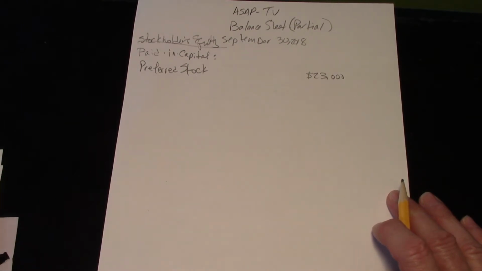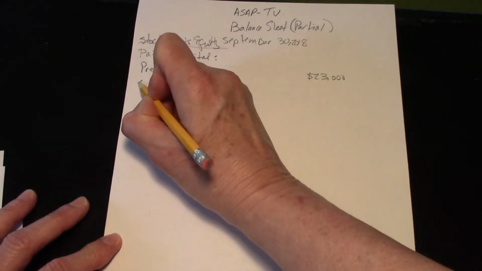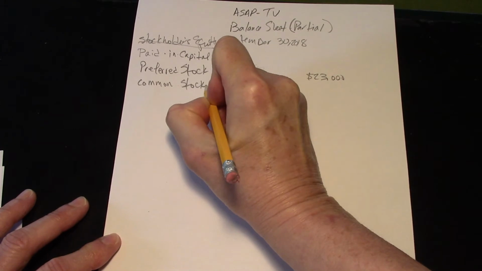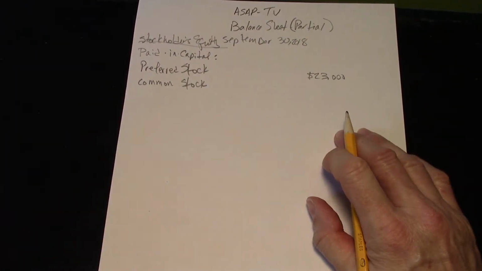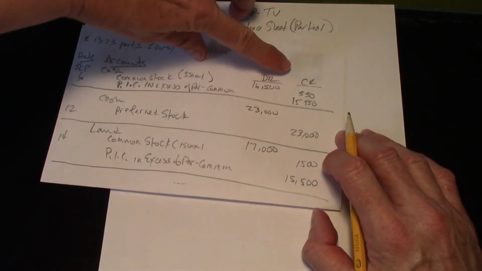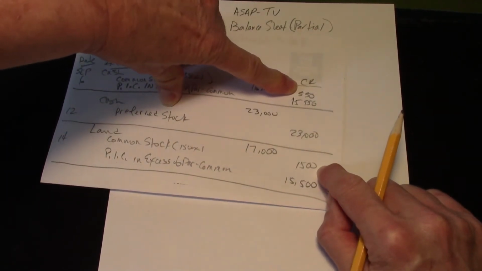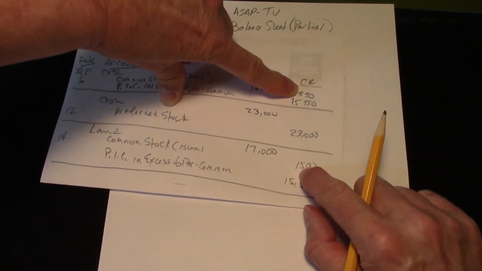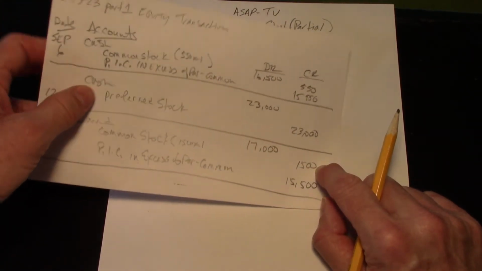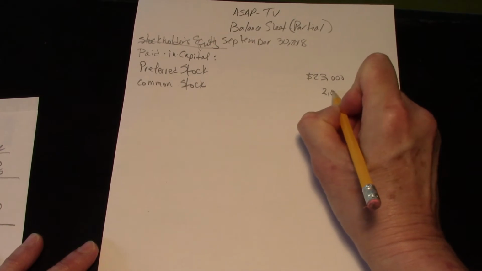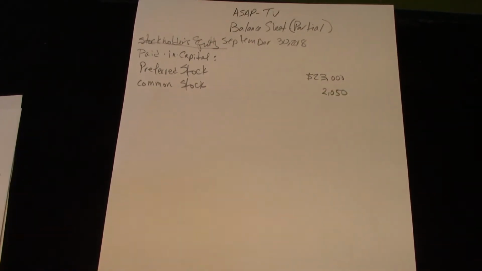All right, and then we have common stock. Now, we actually had two issuances of that. One for $550 and one for $1,500. So that's $2,050. So common stock is 2,050.